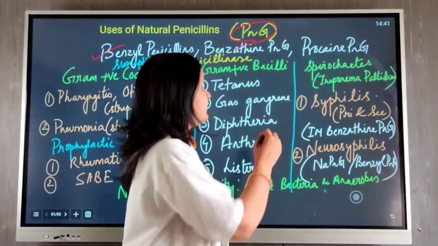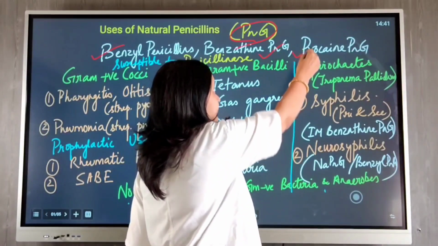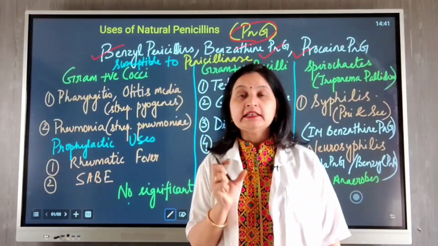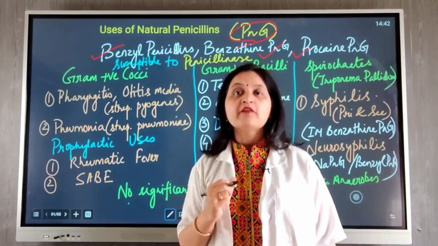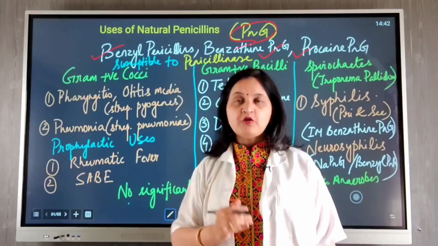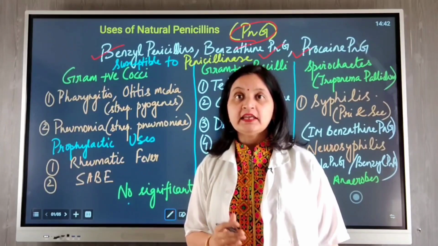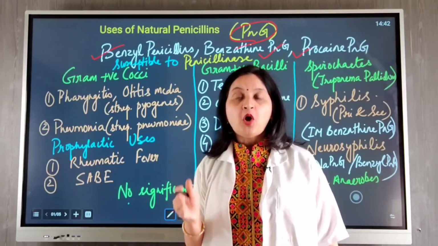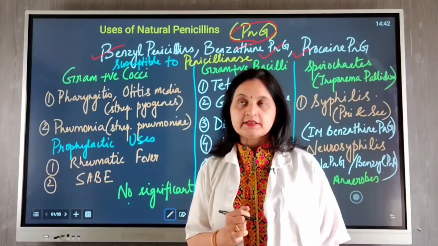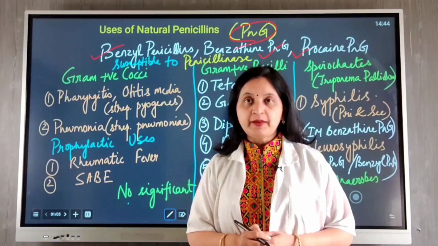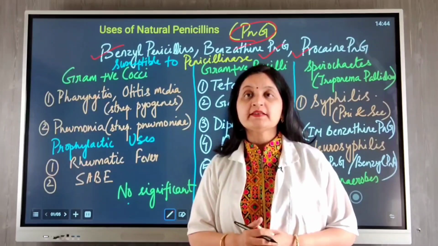Whereas procaine penicillin G and benzathine penicillin G are administered deep intramuscularly because these are insoluble salts of penicillin G, and this imparts a long duration of action. So these are long acting penicillins. Now coming to the antibacterial spectrum of natural penicillins or penicillin G.